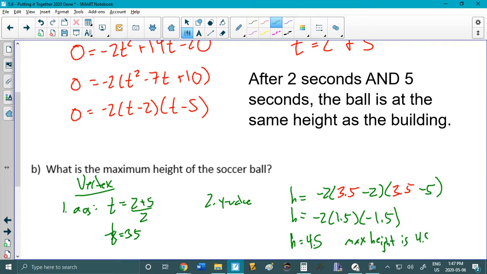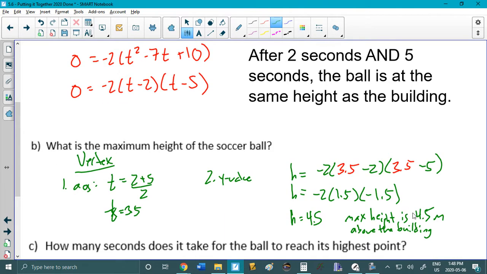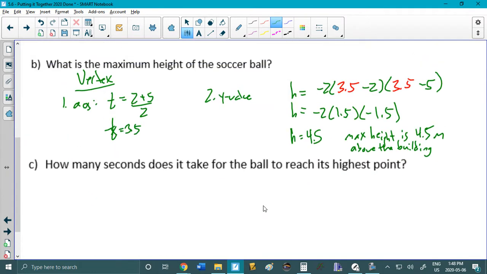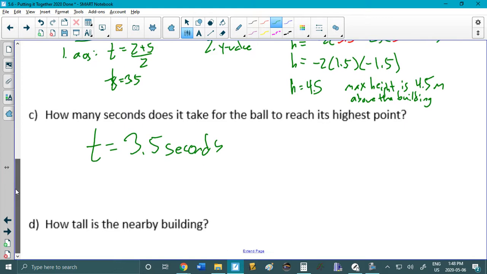So max height is 4.5 meters above the building. So now my question for you is, how high off the ground was that? If we get 4.5 meters, how high off the ground is that? Because that's how high it is above the building, right? The answer is 24.5 off the ground. Okay? How many seconds does it take for the ball to reach its highest point? Oh, we just got that, right? t equals 3.5 seconds. That's the axis of symmetry. Part D, how tall is the building, 20 meters. So you can see these last questions we already answered by the time we got here.